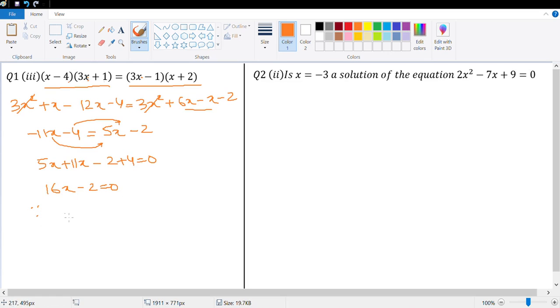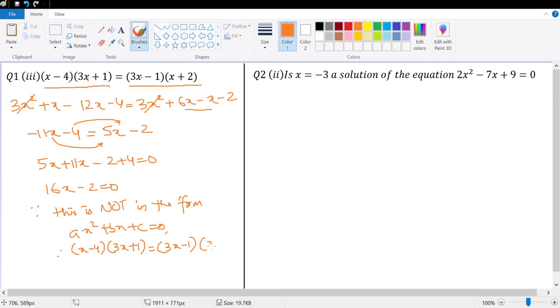Since this is not in the form of ax squared plus bx plus c is equal to 0, therefore x minus 4 times 3x plus 1 is equal to 3x minus 1 times x plus 2 is not a quadratic equation. Very simple. Let's look at the next question.